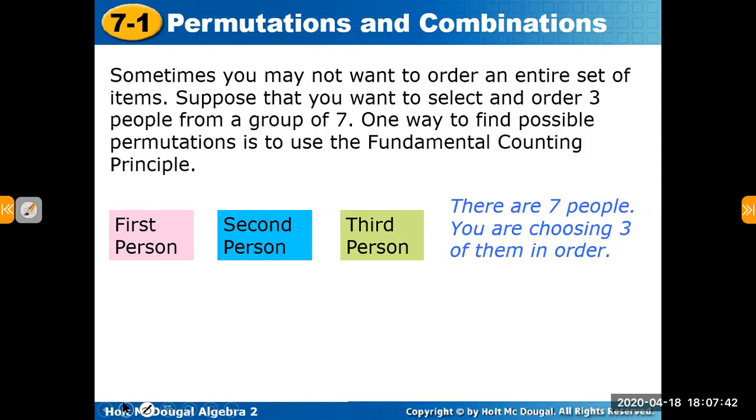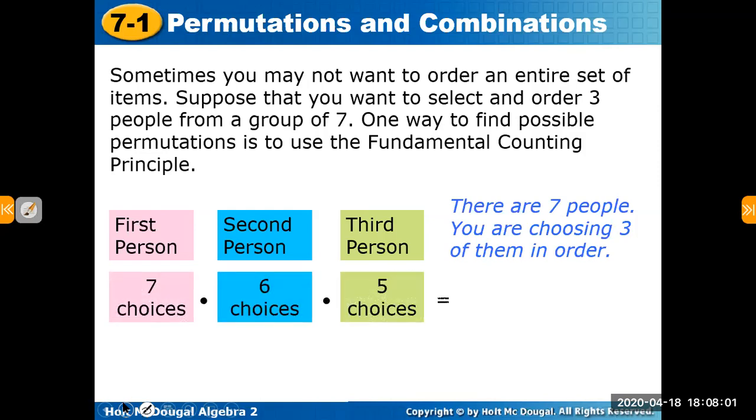So for the first person, you have 7 choices or 7 options. For the second person, you will have only 6 choices because you already selected the first person. And for the third person, you'll have 5 choices. Once you multiply them, you'll get the number of permutations, which is 210. This is using the fundamental counting principle.